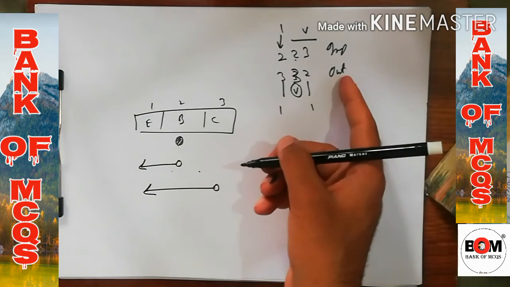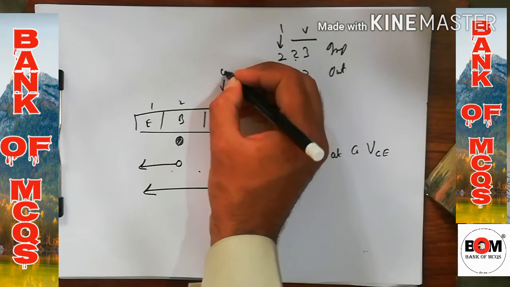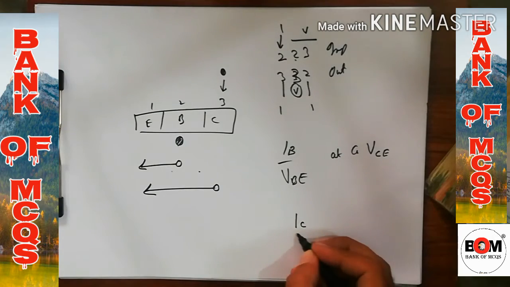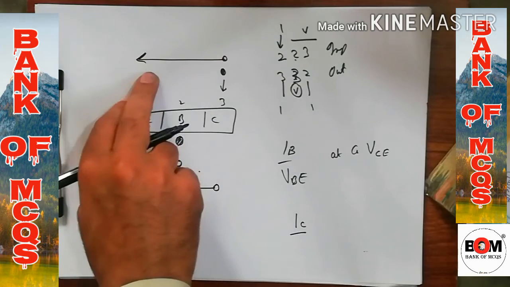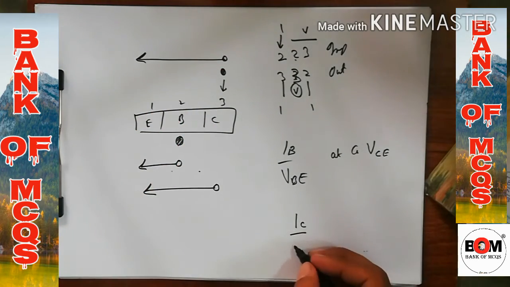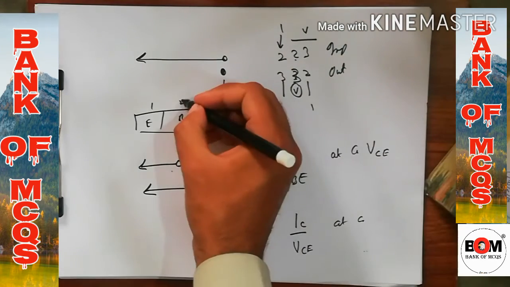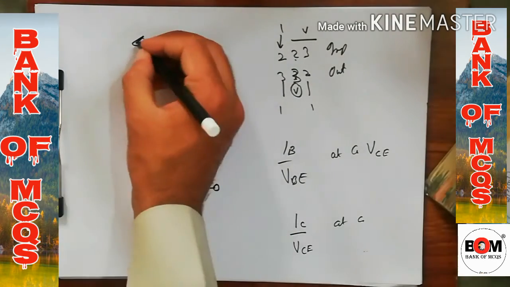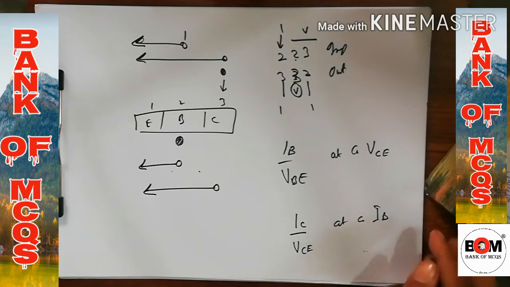Now 332 is for output. 332 means this is 3, mark it 3, so this is IC, divided by another 3, so mark it and draw a full line for common emitter, from C to E, so VCE. At constant 2, draw another voltage, this is for current, so this is at constant IB.